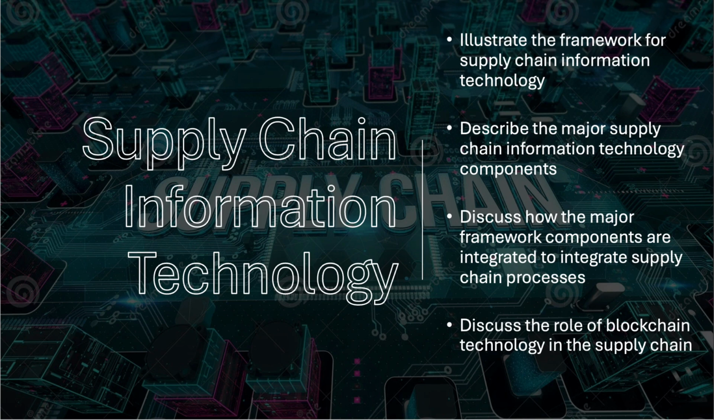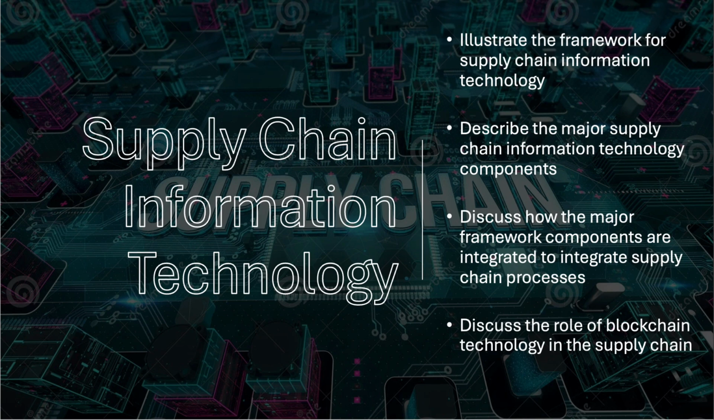First, we will illustrate the overall framework for supply chain information technology. This means we will look at how information systems support different levels of supply chain activity, from basic transactions to strategic planning. Second, we will describe the major components of supply chain information technology. These include transaction systems, enterprise systems, planning systems, visibility tools, and other digital applications.